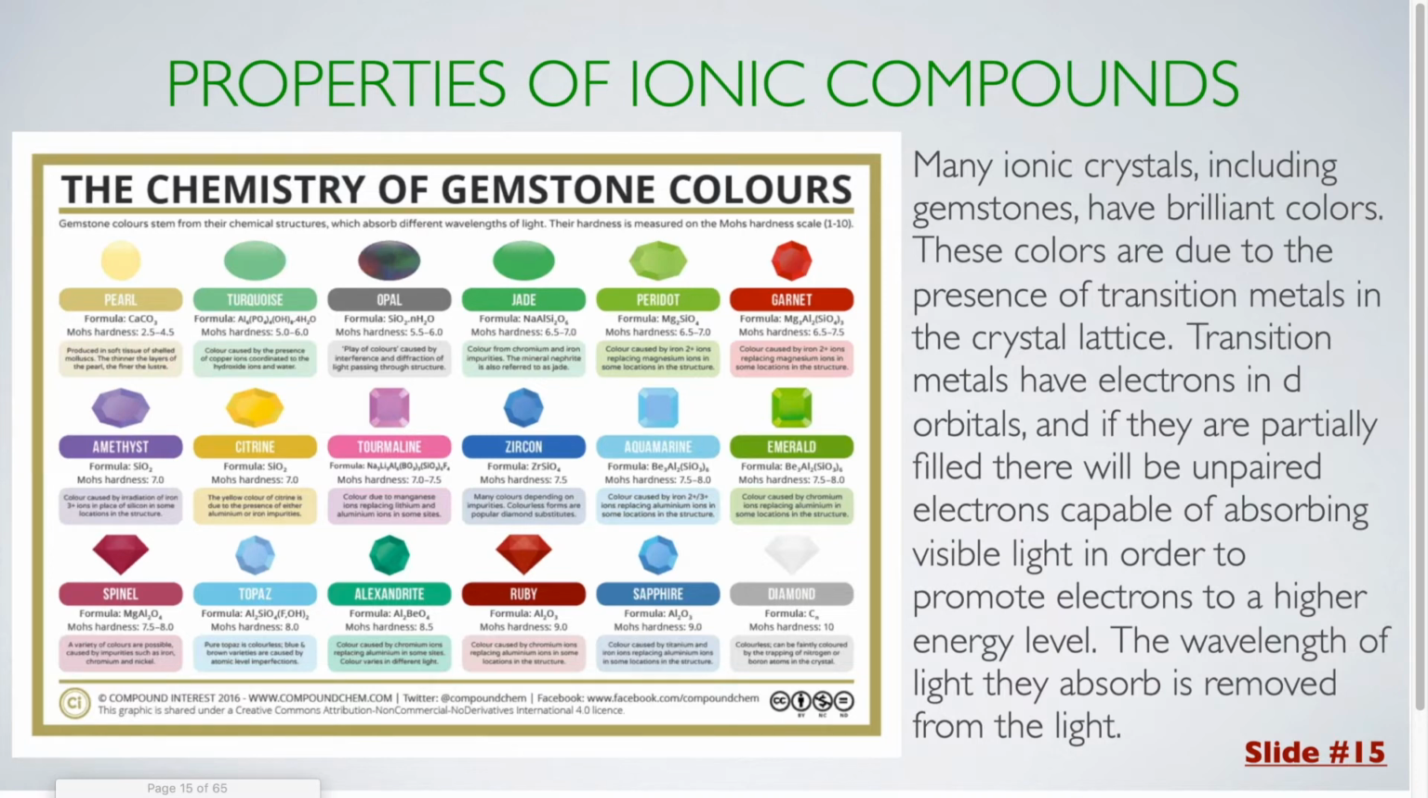Many ionic crystals, including gemstones, have brilliant colors. These colors are due to the presence of transition metals in the crystal lattice structure. Remember, the transition metals are the ones within the D block of the periodic table, the middle section. Transition metals have electrons in the d orbitals, and if they are partially filled, there will be unpaired electrons capable of absorbing visible light in order to promote electrons to a higher energy level. The wavelength of light that they absorbed is removed from the light, and this is going to impact the type of colors that can be emitted from the structure.